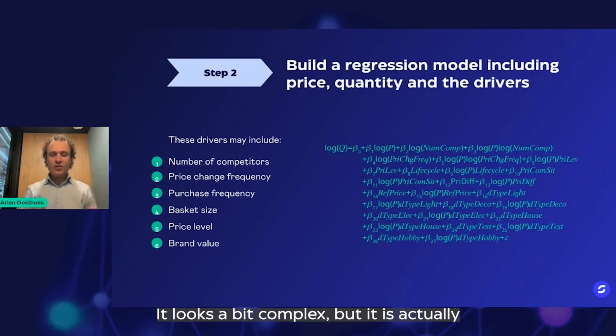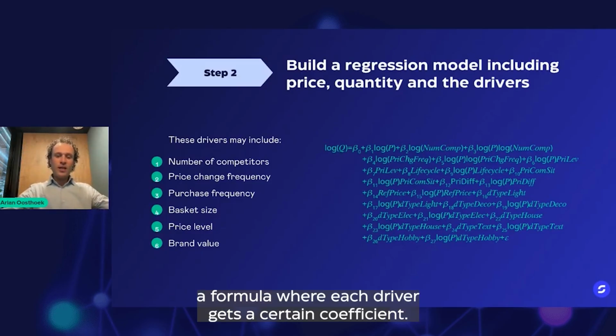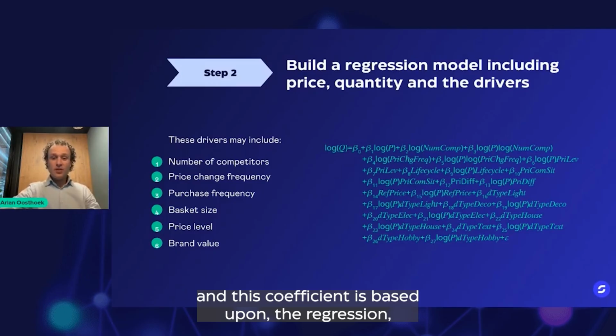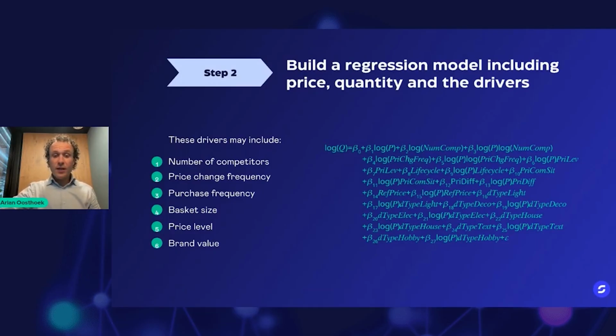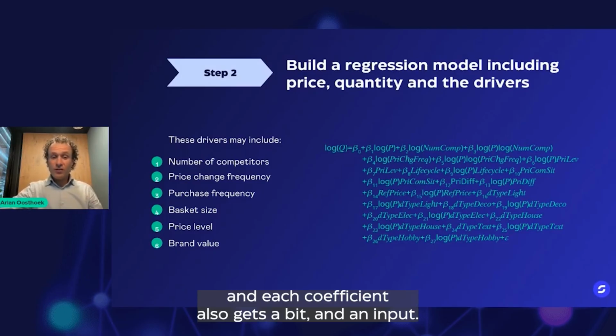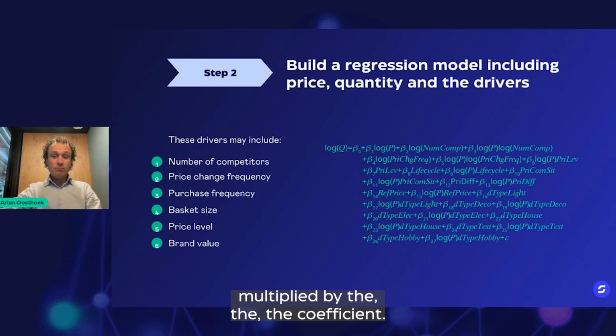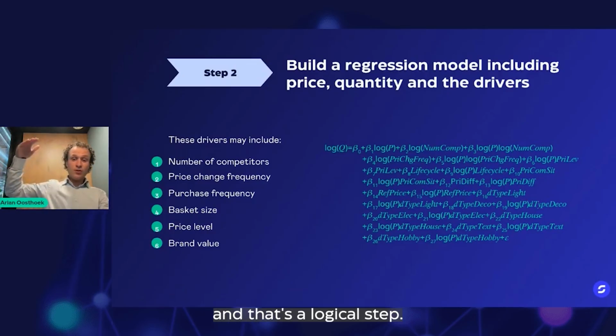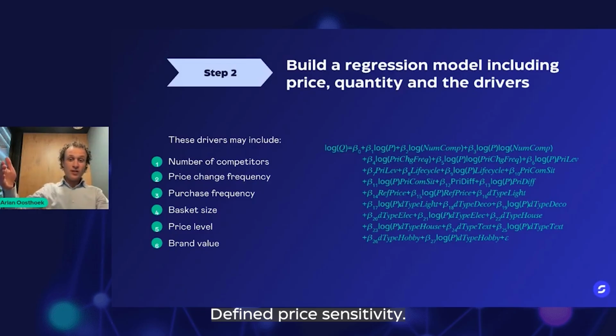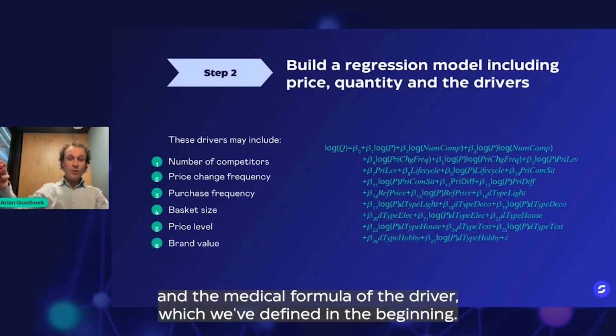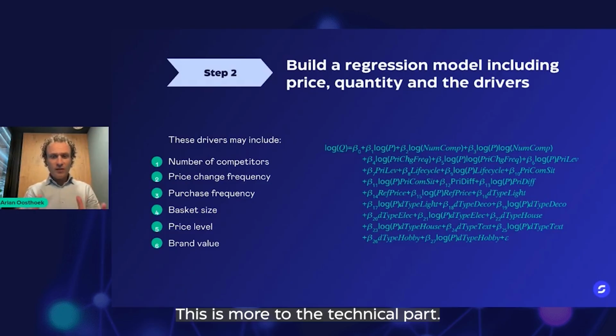It looks a bit complex, but it is actually a formula where each driver gets a certain coefficient, and this coefficient is based upon the regression, and each coefficient also gets a beta and an input. The total sensitivity score is based upon the input of each driver multiplied by the coefficient. That's a logical step to define price sensitivity, and the mathematical formula of the drivers we've defined in the beginning. This is more the technical part.